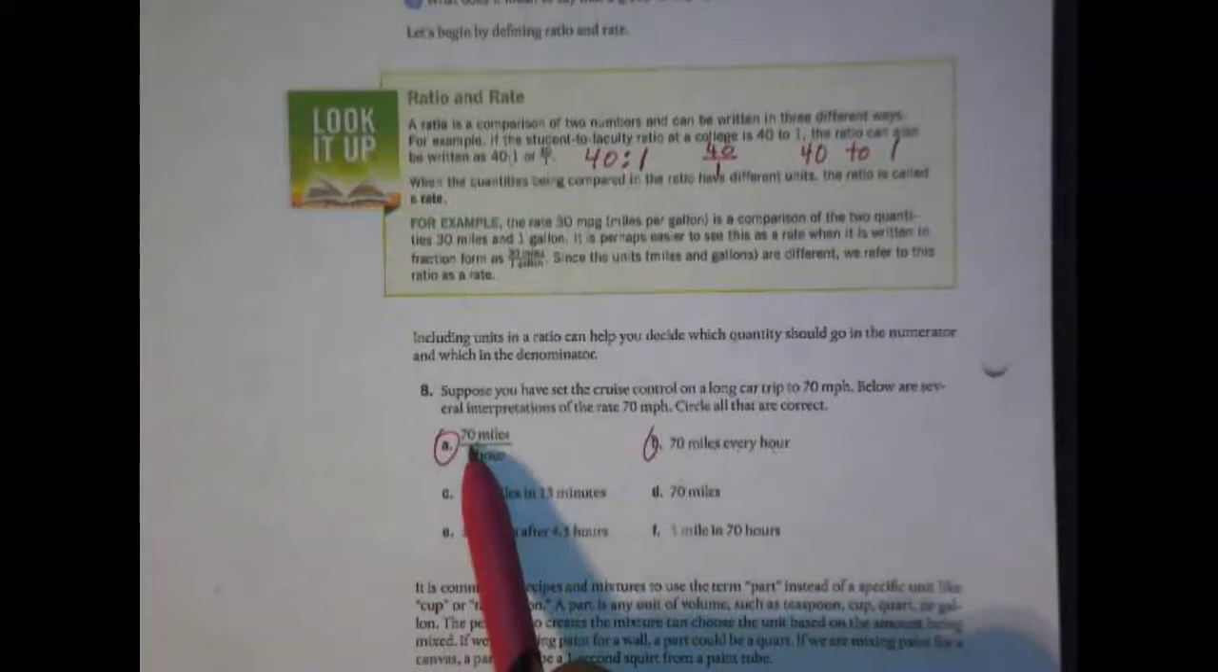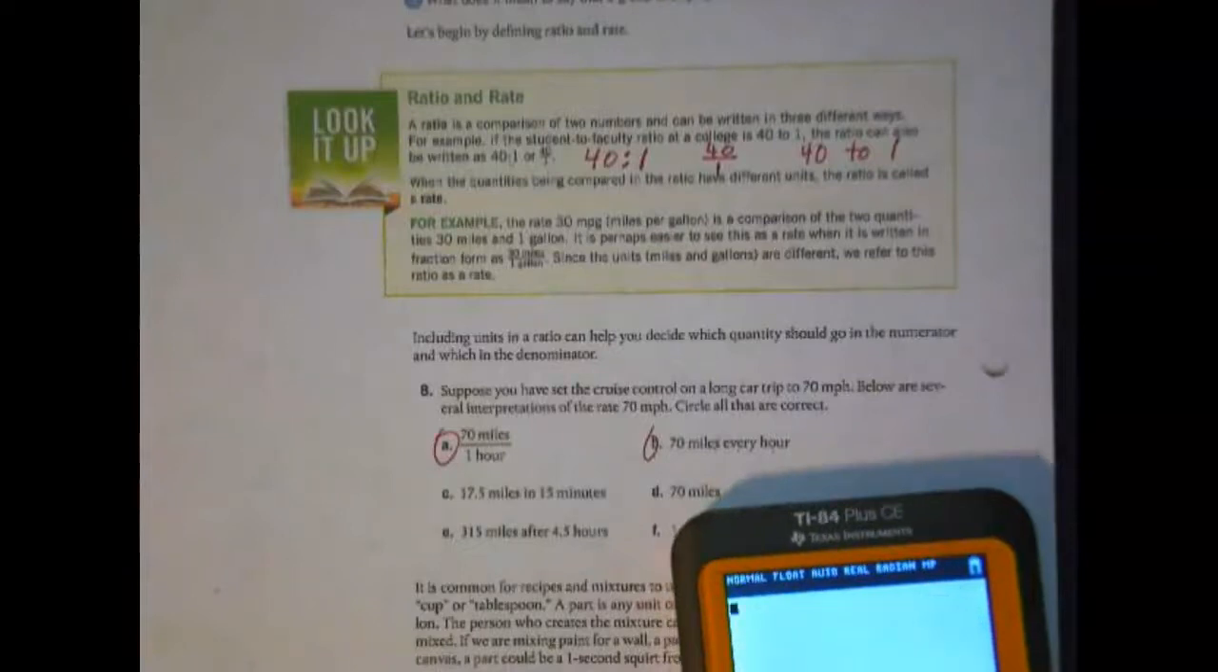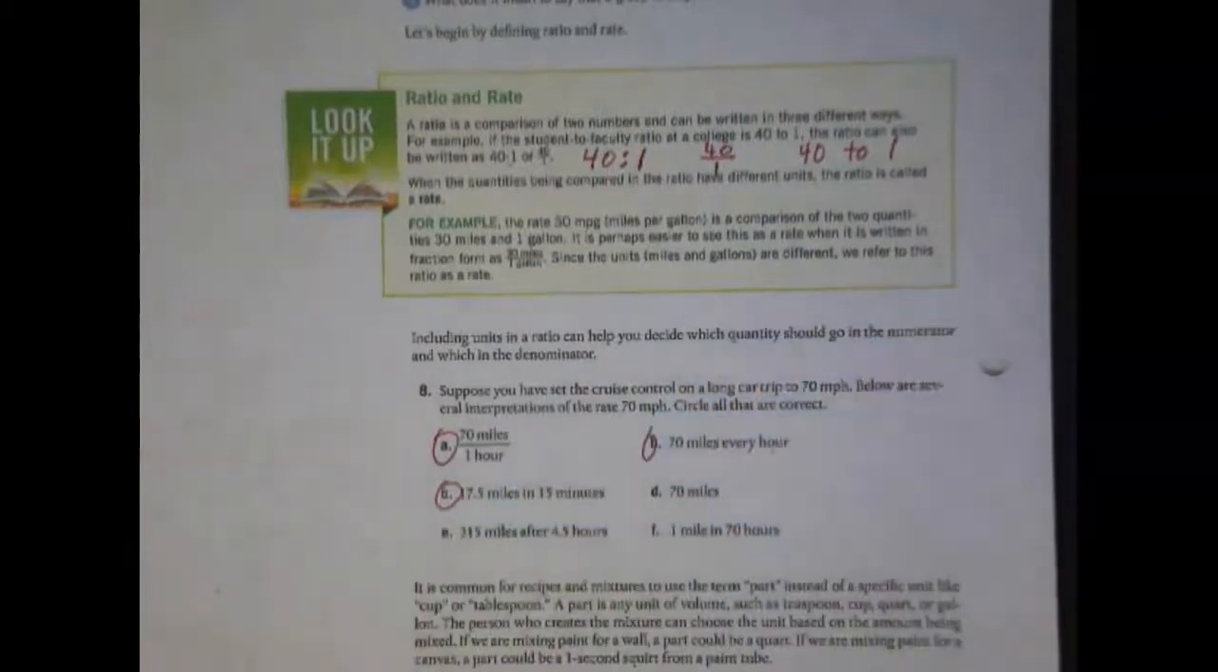Let's see, 17.5 miles in 15 minutes. Okay, that's actually a quarter of an hour. So if I took my 70 and I multiplied that by a quarter of an hour, I'm going to use 0.25, I get 17 and a half miles. So this actually is correct.